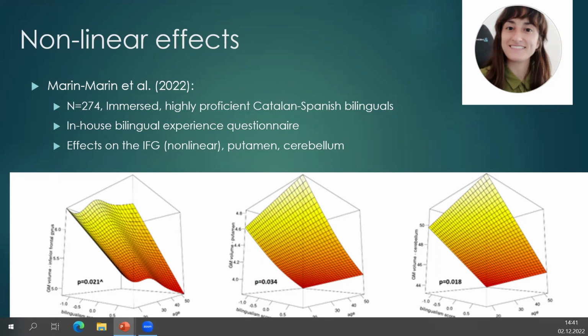All right, so this is complicated for me. Yeah, so you have these increases with increased bilingual experience. And the putamen and the cerebellum are the ones that you would expect to be bigger in immersed bilinguals. So this also makes sense.